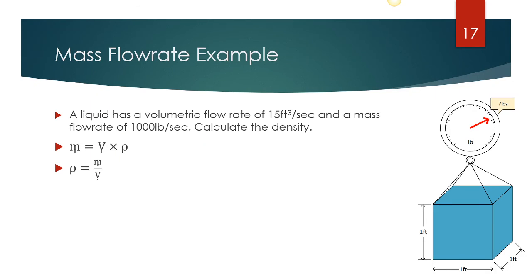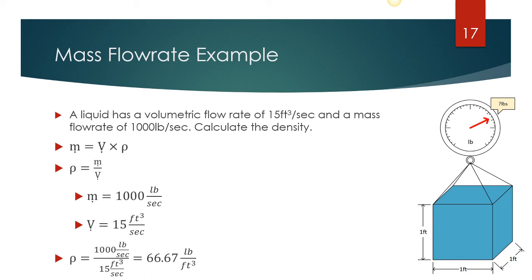And then we just take our givens. We're trying to figure out what our density is in this case. Our givens are 100 pounds per second for our mass flow rate, and our volumetric flow rate is 15 cubic feet per second. And all we have to do is put that into the formula, and we get 66.67 pounds per cubic feet. Okay, so we know that that is going to be a little bit heavier than water.